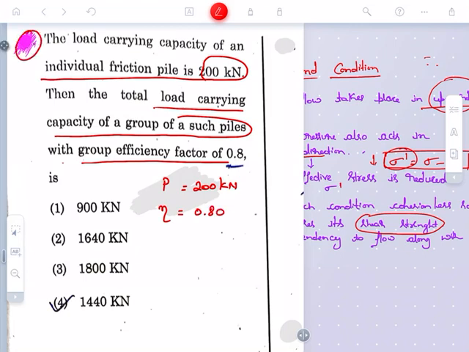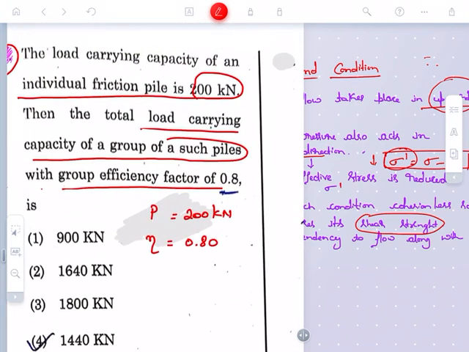This is ultimately a wrong question. See, the same question has been repeated in the same paper. I have already analyzed the same question. In this, the capacity of 9 such piles it should be, but instead of 9 they have given it as A. Of course, this is 100%, you will get grace marks. Same type of question has been repeated twice in the same paper, where in this question they have given A instead of 9.